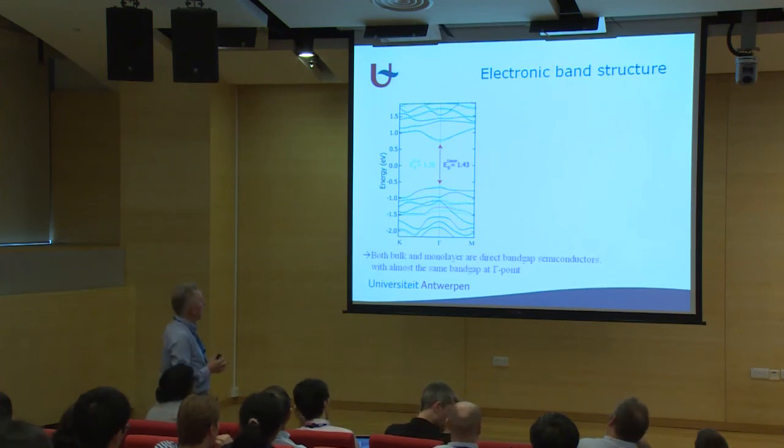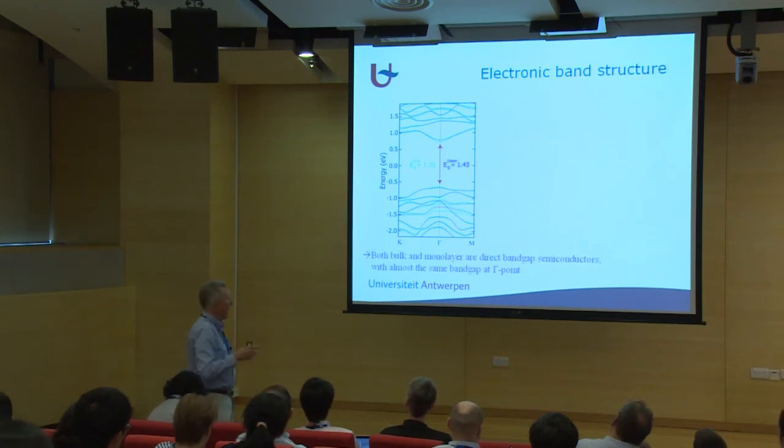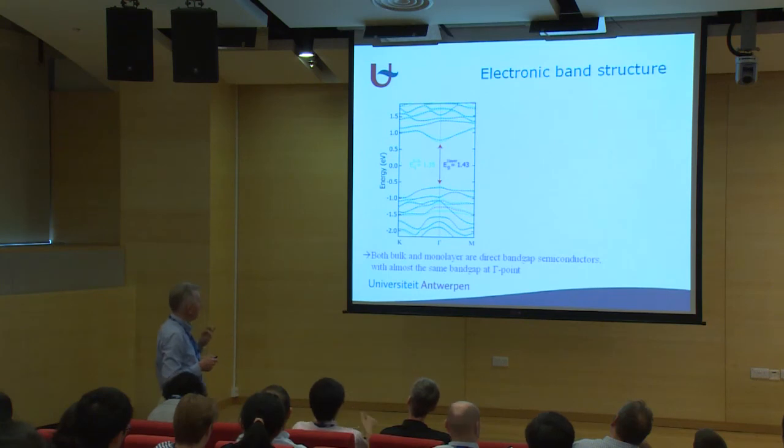Okay? So it's a direct band gap semiconductor with a band gap which almost does not depend on the number of layers, and the band gap is at the gamma point. So that's really different from the other transition metal dichalcogenides.